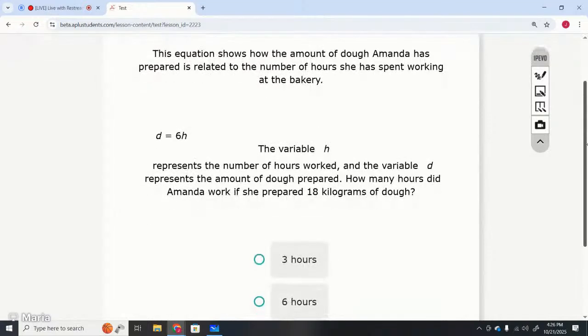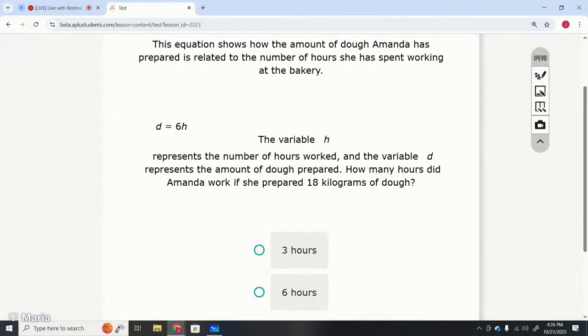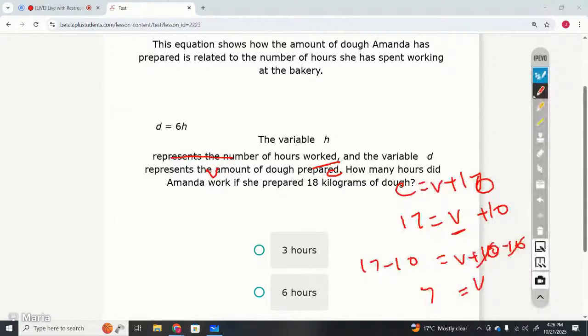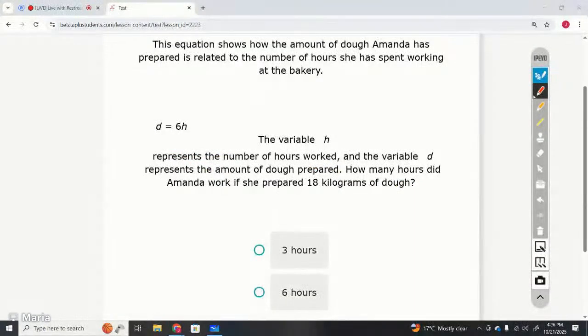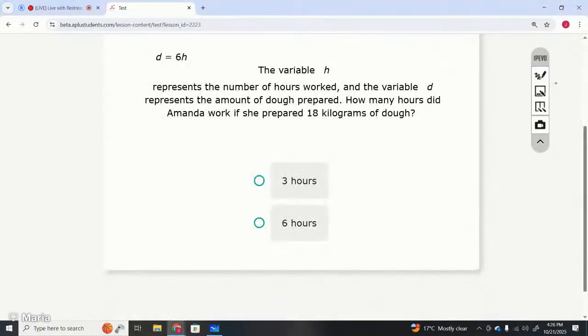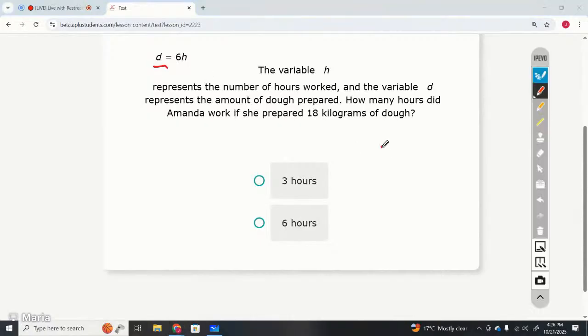This equation shows how the amount of dough Amanda has prepared is related to the number of hours she has spent working at the bakery. D equals 6H. The variable H represents the number of hours worked and the variable D represents the amount of dough prepared. How many hours did Amanda work if she prepared 18 kilograms of dough?